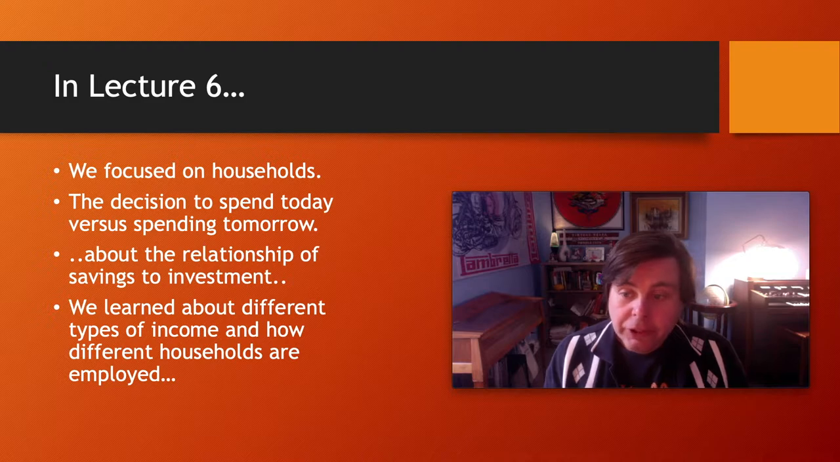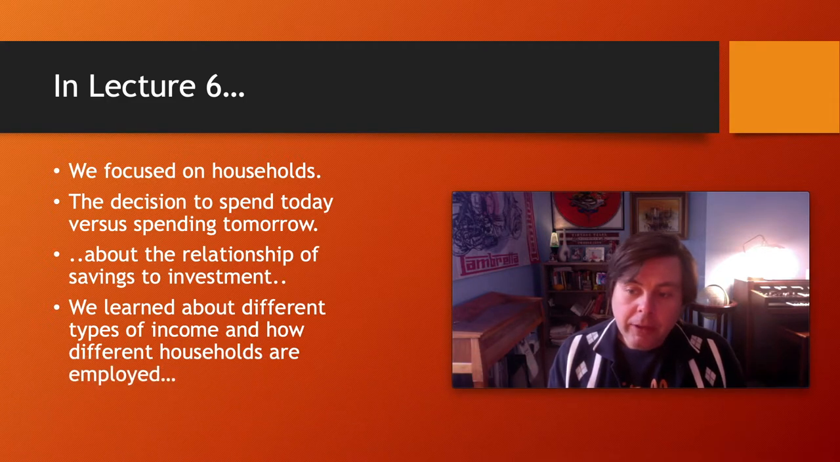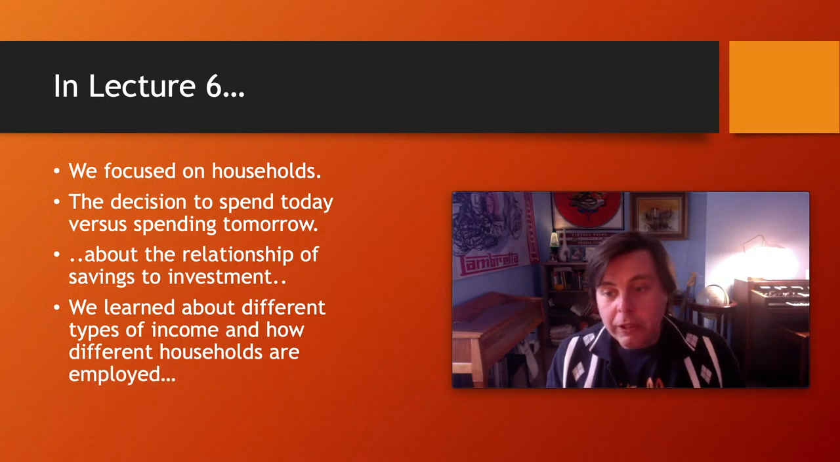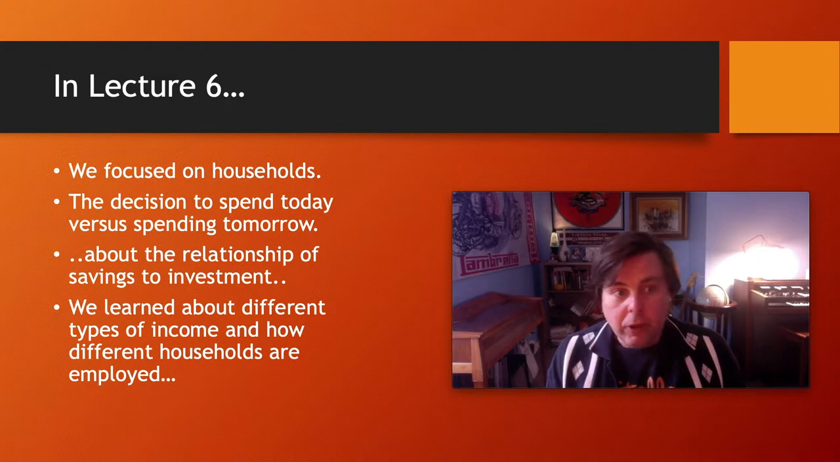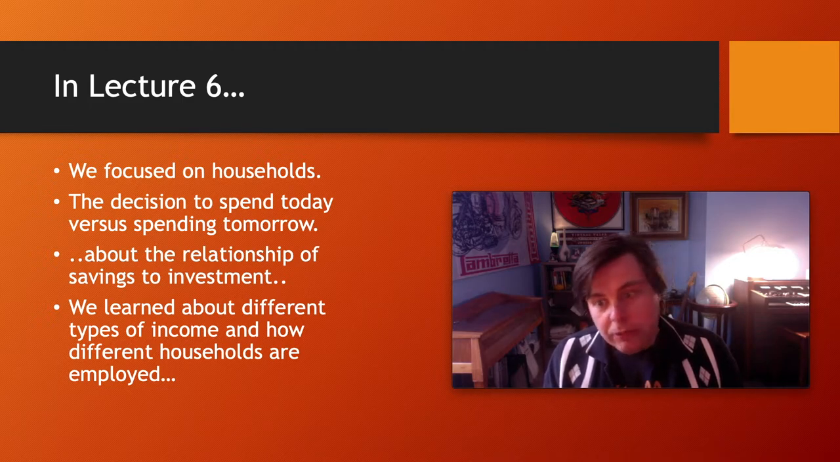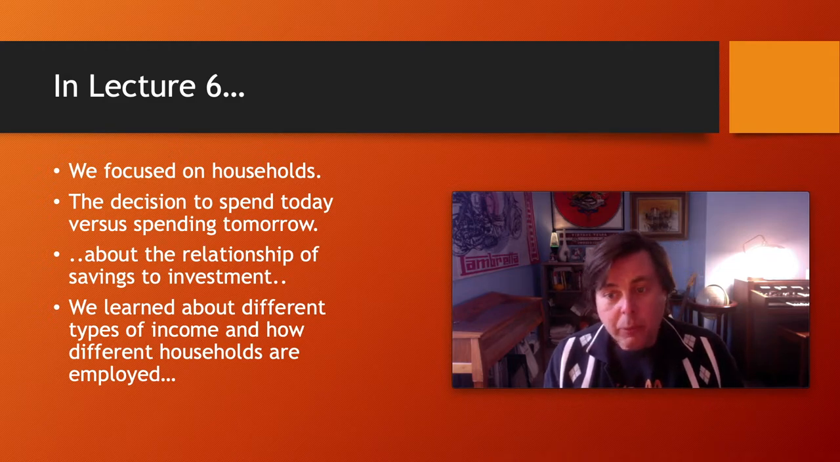In that next lecture, we then focused in tightly on households, how household spending patterns impact the macroeconomy. So of course, we're earning incomes. But when are we spending those incomes? Because, of course, our incomes are business costs and our spending is business revenues. So it matters, right? Our spending patterns matter. We learned about the relationship of savings to investment. We learned about different types of incomes and how that matters. We learned some things about demographics and household incomes.